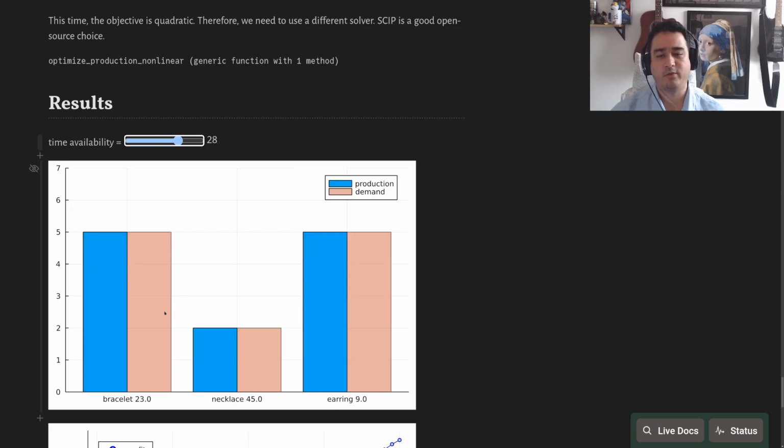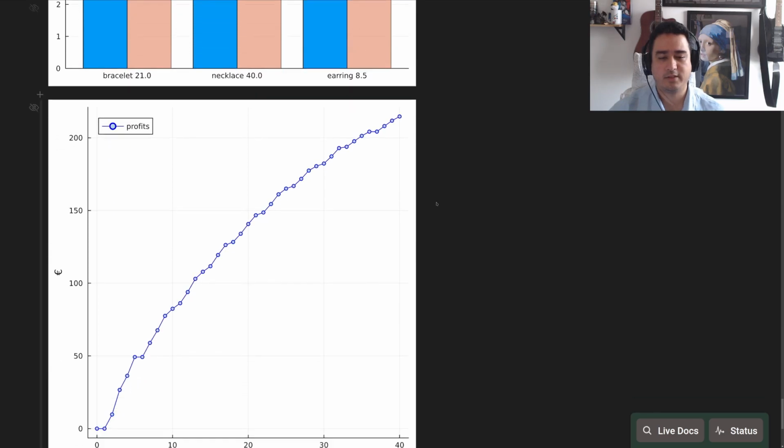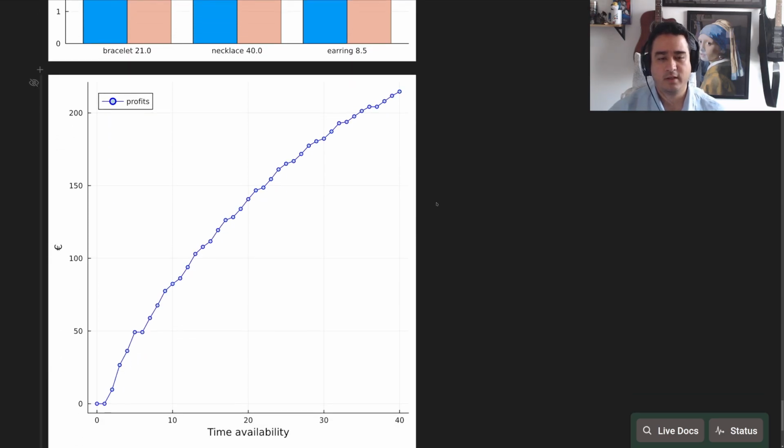And you can see in our extreme case of 40 hours it is a little bit more balanced. So 21 euros for the bracelet, and we're gonna sell 6 of them. We sell necklaces for 40 euros each. We're gonna sell 4 of them, and the earrings at 8.5 euros, and we're gonna sell 6 of them. And this is our profit curve.